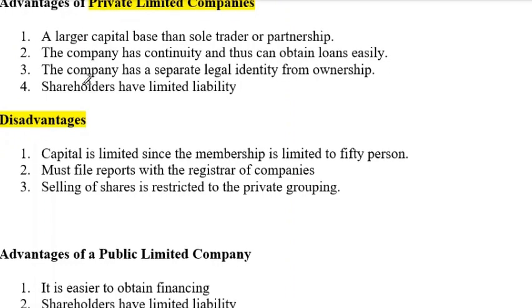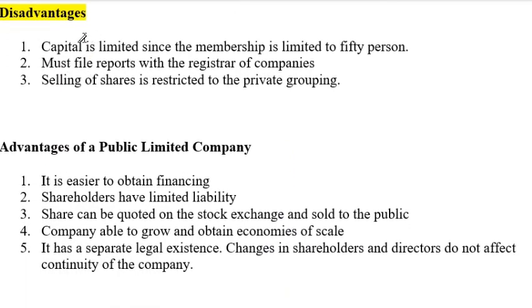So let's look at some of the disadvantages. Capital is limited since the membership is limited to 50, so that is limited. Must file reports with the registrar of companies. Selling of shares is restricted to the private grouping. This could be inclusive of family, friends, and what's not. People close to you. It is not inclusive of the public.